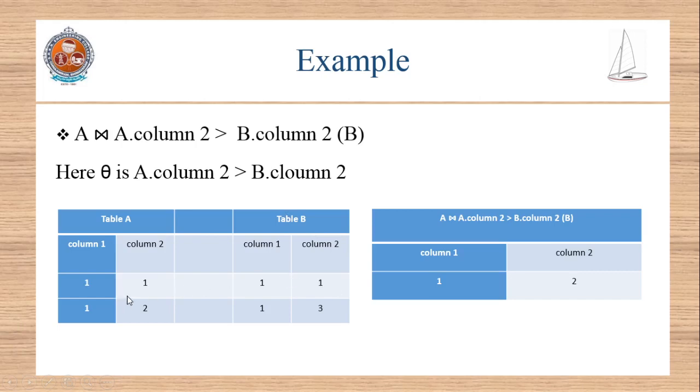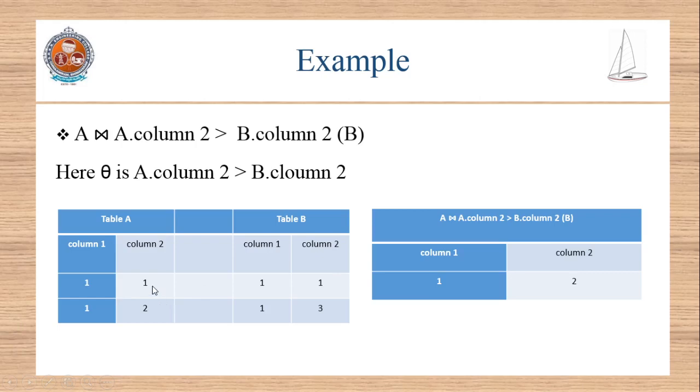The tuples that satisfy this condition are from the second tuple in relation A. See, the value in column 2 is 2, which is greater than the first tuple in table B having the column 2 value 1. 2 is greater than 1. So this condition is satisfied here.